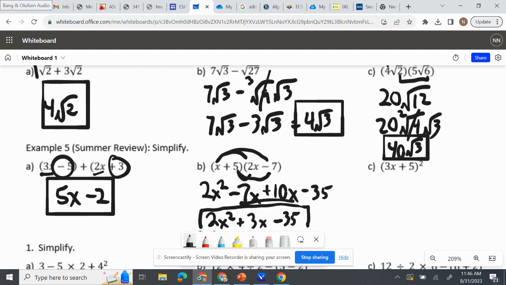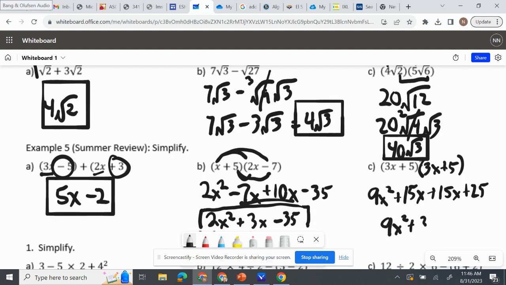Now, letter C, whenever you're squaring it, you write it twice: 3x plus 5 times 3x plus 5. Then we FOIL it, so 9x squared plus 15x plus 15x plus 25. And that gives us 9x squared plus 30x plus 25.